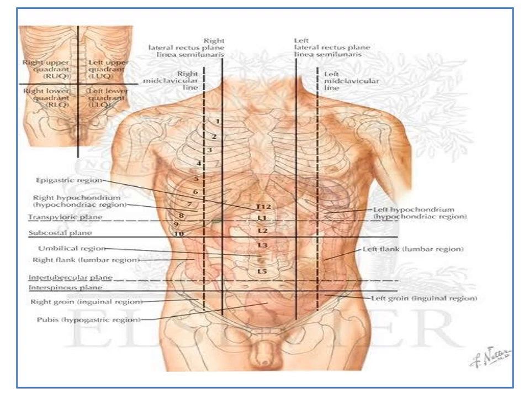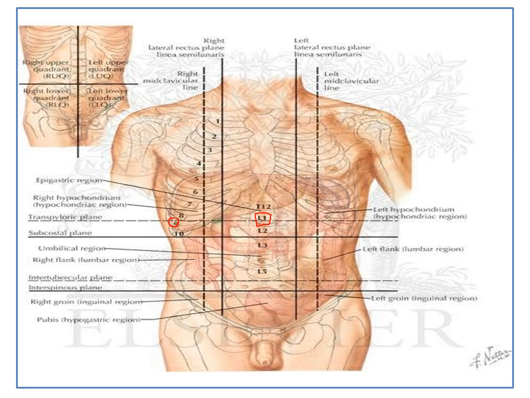So this is just another image showing us the different planes. You can see the planes that we could use in the formation of the regions shown in this image. We could either use the transpyloric plane, you can see the transpyloric plane cutting across the ninth costal cartilage here, running through the pylorus of the stomach, and running through the lower border of L1 in this image.